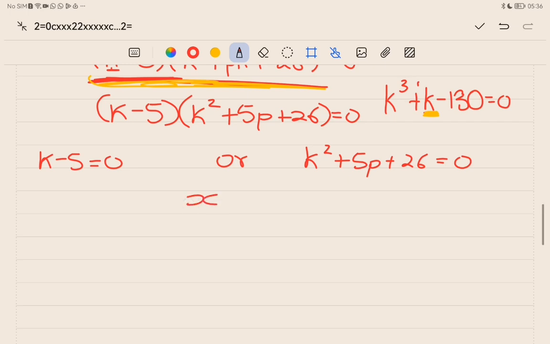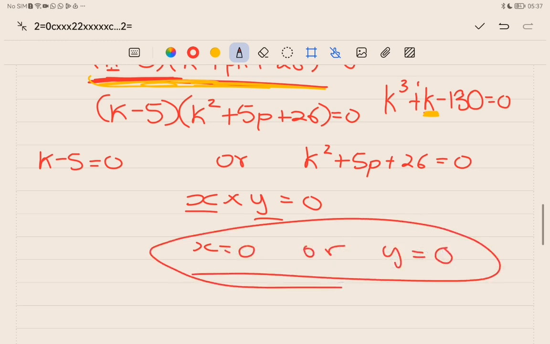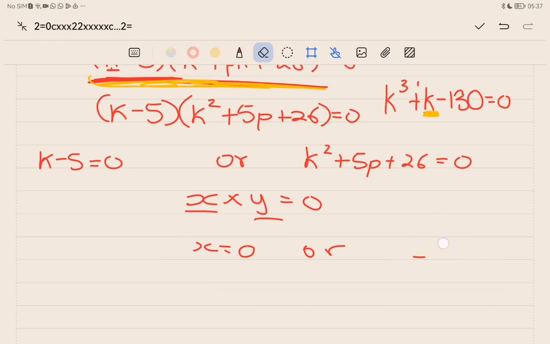So if I say x times y is equal to 0, what does it mean? It means that either x is 0, or y is 0, or both of them are 0, because any number that you multiply by 0 is equal to 0. So meaning that x can be 0 or y can be 0. These are the possible chances.